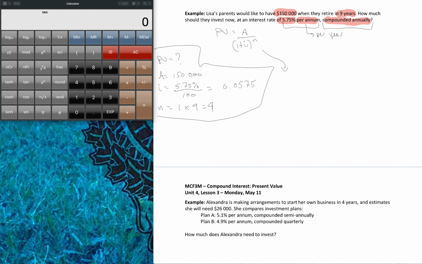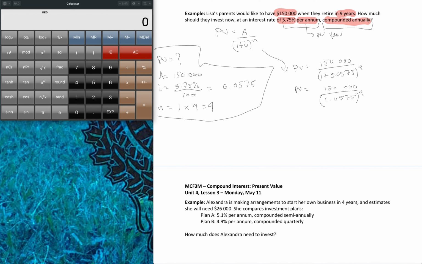So let's go ahead and do that. PV is going to equal the A value, 150,000, divided by 1 plus 0.0575 to the power of 9. And so PV is going to equal 150,000 divided by 1.0575 to the power of 9.